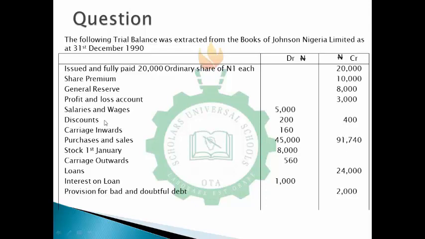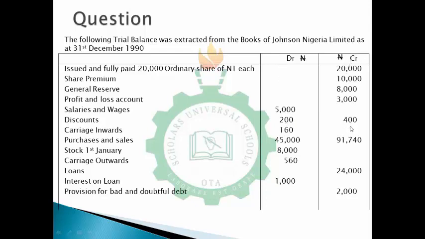So also we have discount on the debit and credit. You agree with me that we have two types of discount: discount allowed and discount received. Discount allowed is an expense, while discount received is an income. And we said that expense is on the debit side, while income is on the credit side. So discount allowed is debit, while discount received is credit.